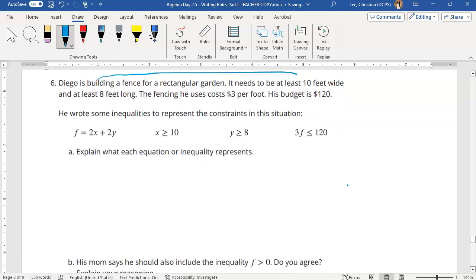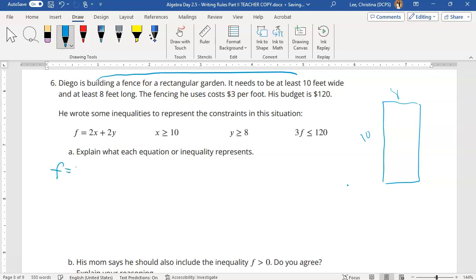All right, Diego is building a fence for a rectangular garden. So again, when we have these situations, I strongly suggest you always draw a picture. So it has to be at least 10 feet wide and at least 8 feet long. And the fencing he uses costs $3 per foot. His budget is $120. He wrote some inequalities to represent the constraints in the situation. Explain what each equation or inequality represents.